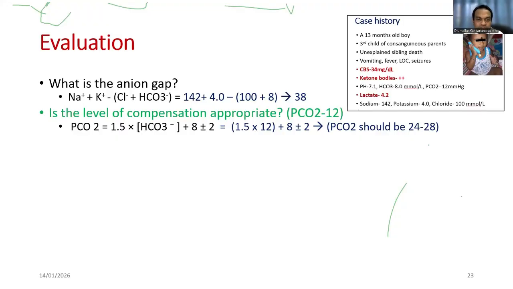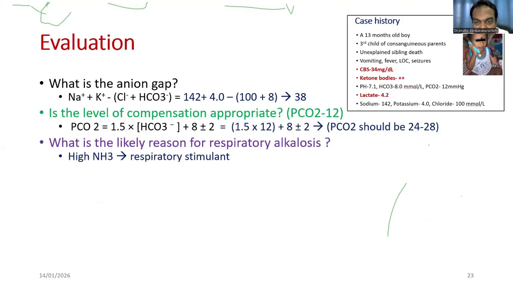Now then you need to know whether the compensation is appropriate or not. Now the bicarbonate is 8 and PCO2 is 12. Now let's see whether it is appropriate or not. With this formula, your expected PCO2 should be 24 to 28. But in this child, it is 12. That means there is an overcompensation.